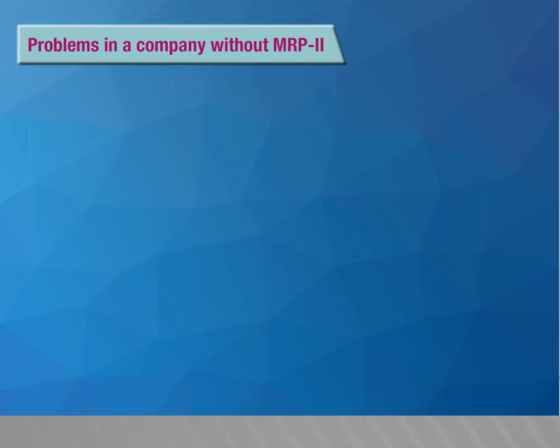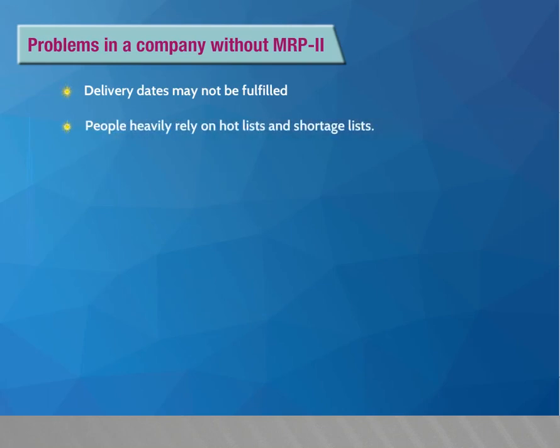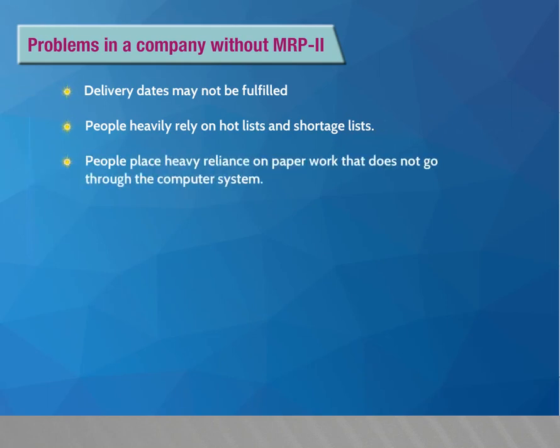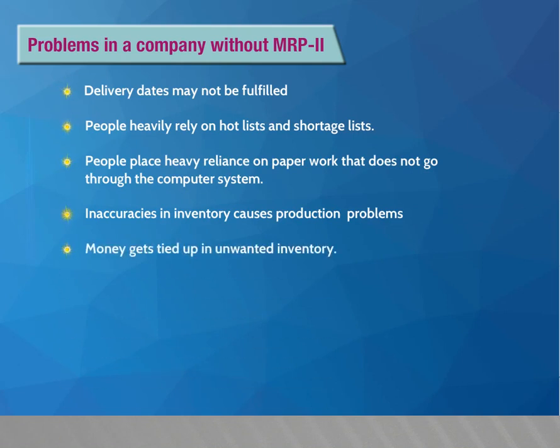Problems in a company without MRP-II. Delivery dates may not be fulfilled. People heavily rely on hot lists and shortage lists. People place heavy reliance on paperwork that does not go through the computer system. Inaccuracies in inventory cause production problems. Money gets tied up in unwanted inventory.